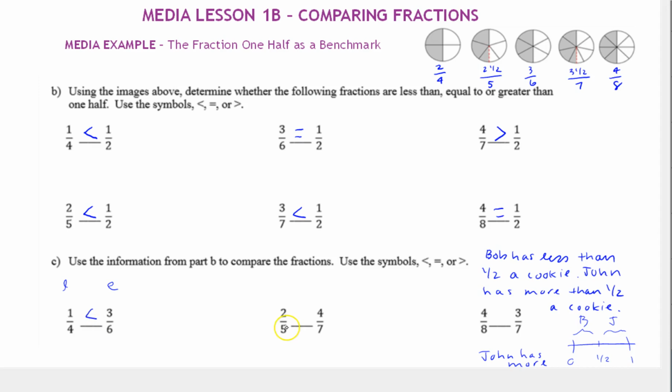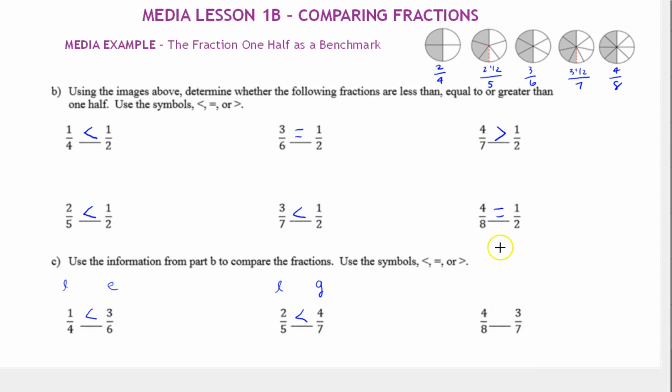Let's look at the next one. 2/5, well, we saw that that's less than 1/2, so I'll put an L for less than. We saw that 4/7 is greater than 1/2. Well, that means 2/5 must be less than 4/7. And finally, we saw that 4/8 equals 1/2, so I'll put an E above this. 3/7 is less than 1/2, so that means 3/7 will be less than 4/8, or 4/8 is greater than 3/7.